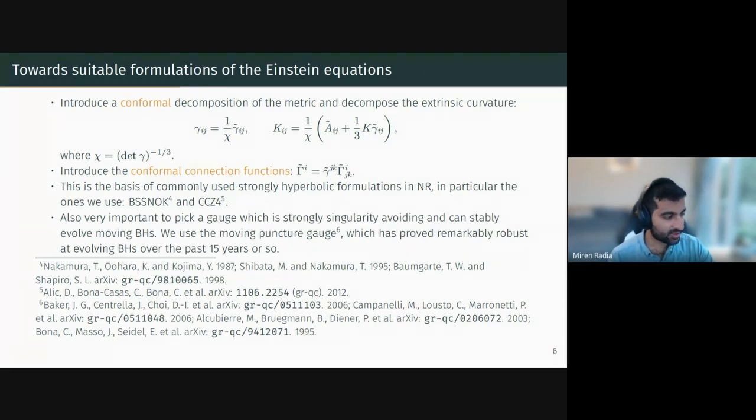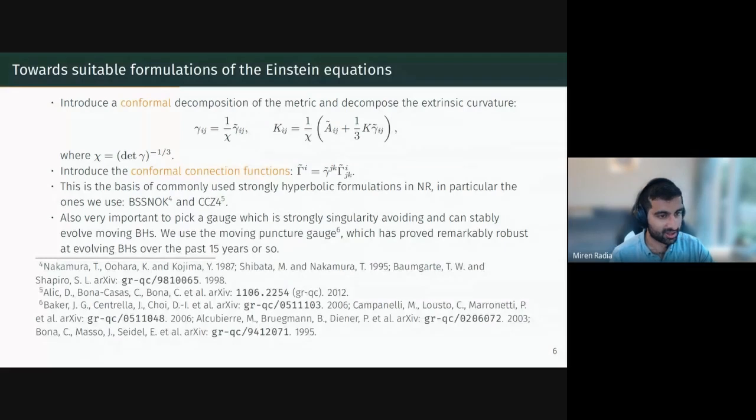Furthermore, I said that the lapse and the shift are our gauge variables. We need to choose gauge conditions that will allow us to stably evolve moving black holes. The standard way to do this with the BSSN and CCZ4 formulations is the moving puncture gauge, which came about in the mid-2000s. And this has proved remarkably robust at evolving black holes over the past 15 years or so.